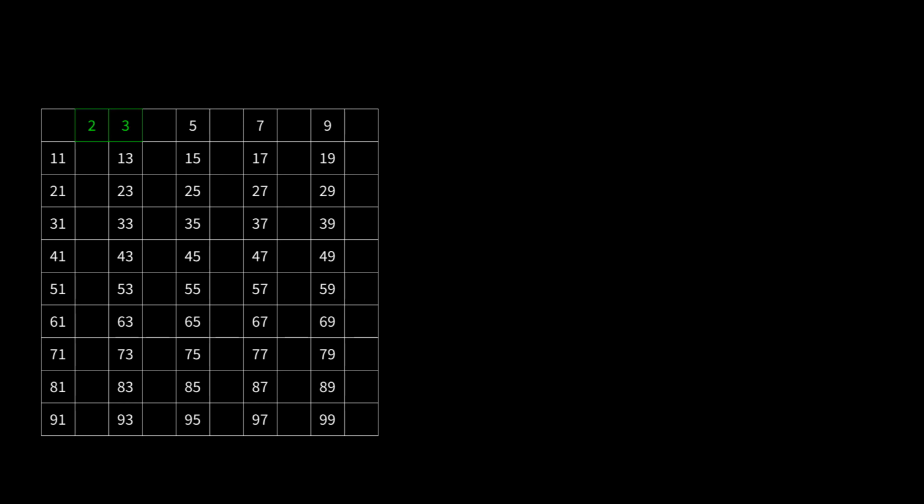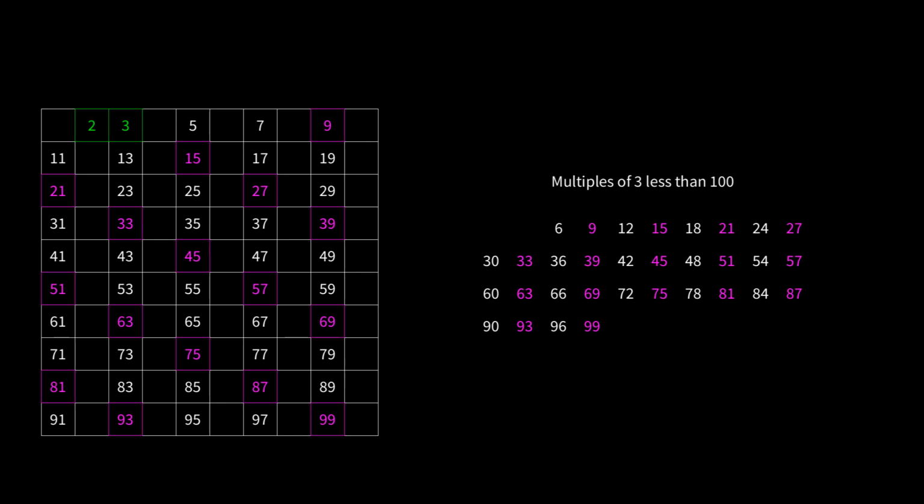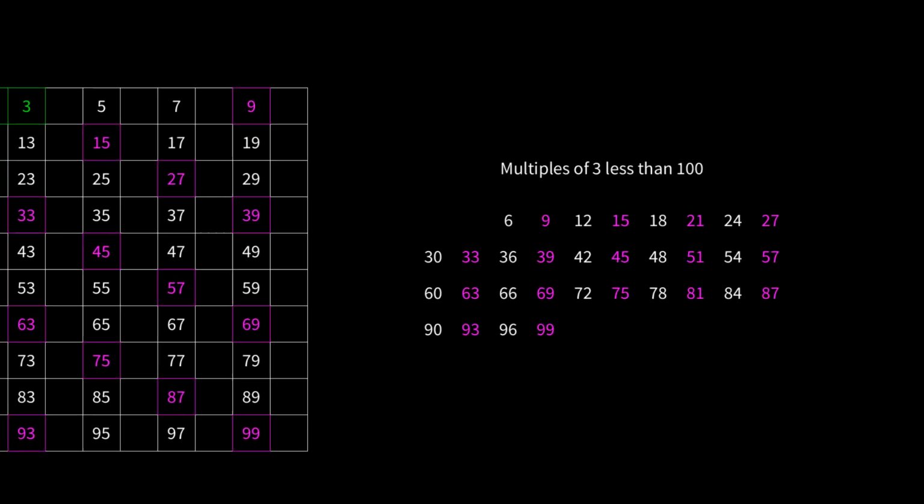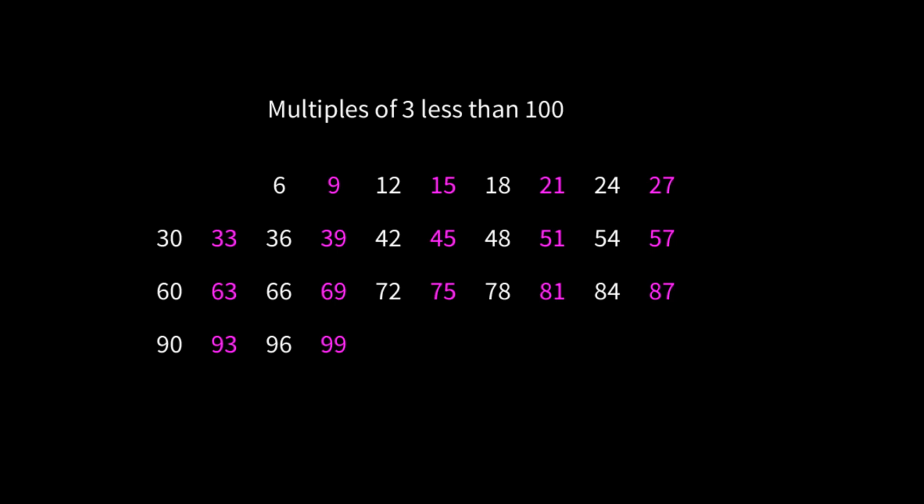Now the next number would be 3. That will be the next prime number. And now we find all the multiples of 3. All the multiples of 3 less than 100 are in that list that you see there. One thing to notice is that 6, 12, 18, 24 were already deleted from the list because they were also multiples of 2.